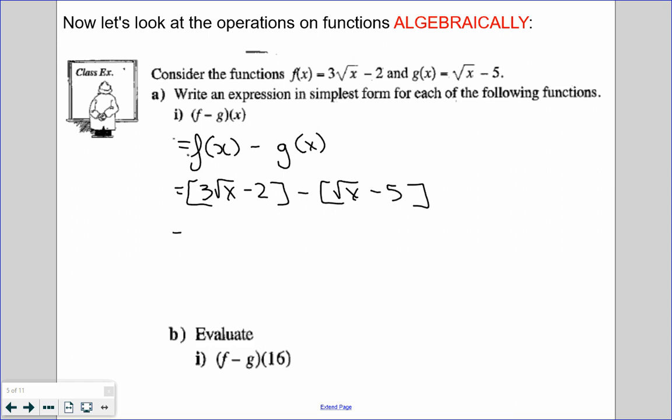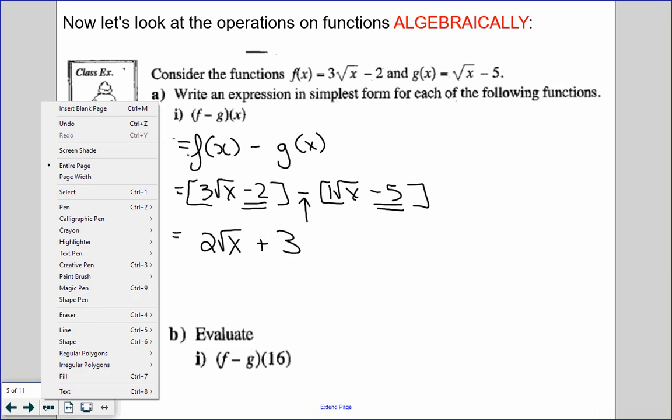So we've got 3√x minus 1√x is 2√x. And then we've got negative 2 minus negative 5. So that leaves you with a plus 3. And that's it.